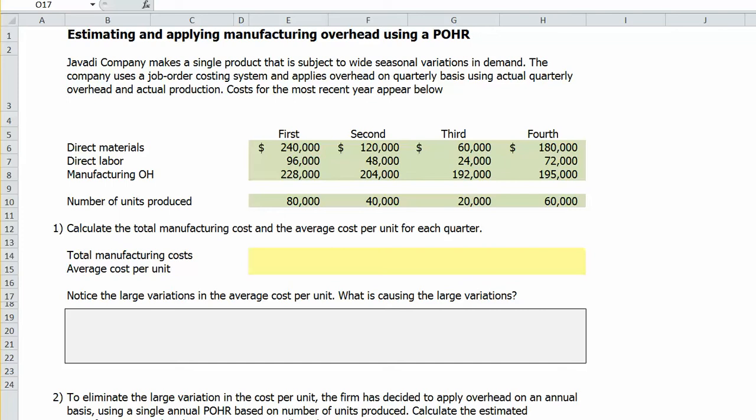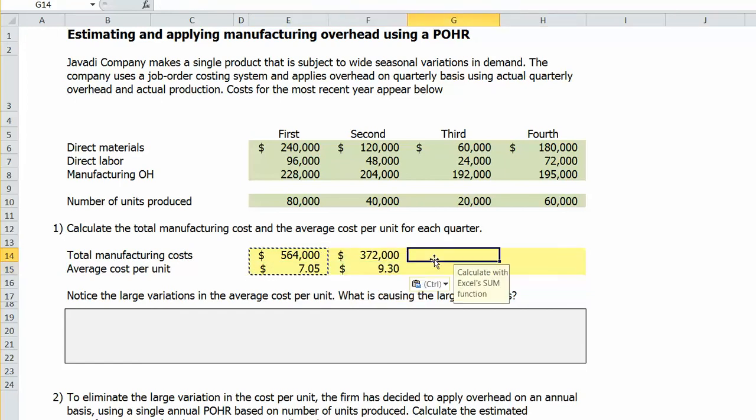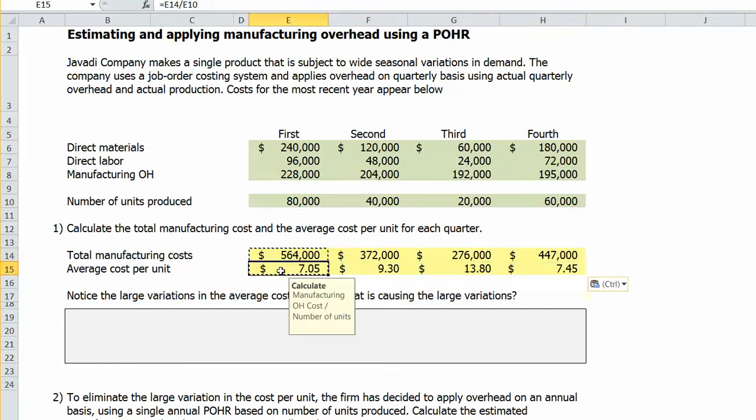Costs for the most recent quarter appear below, and we're asked to calculate our total manufacturing cost and an average cost per unit. Our total manufacturing cost is simply the sum of our direct materials, direct labor, and manufacturing overhead. So for the first quarter, it's $564,000. We take that and divide the 564 by the 80,000 units and get an average cost per unit of $7.05. And we can just copy that across, and we can see a variation in our average cost per unit.